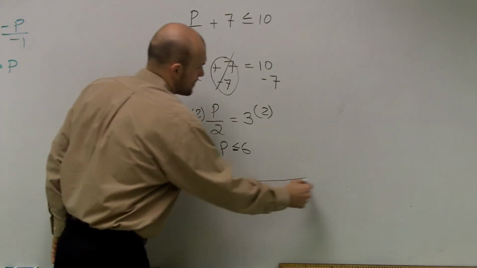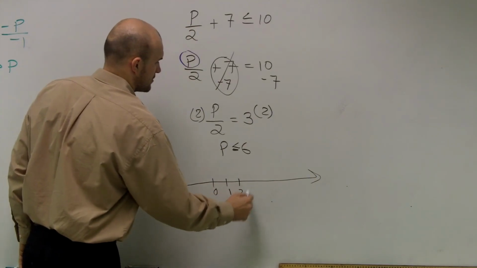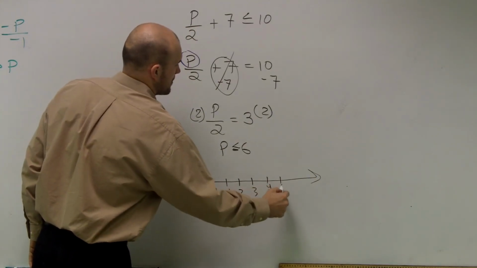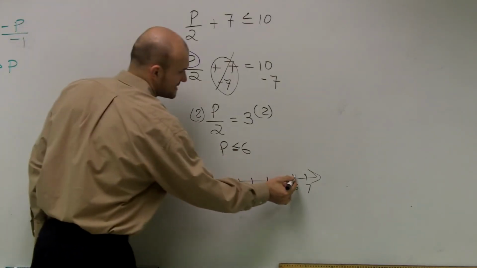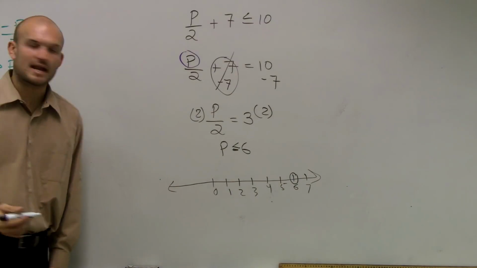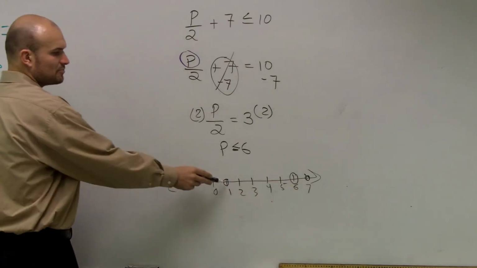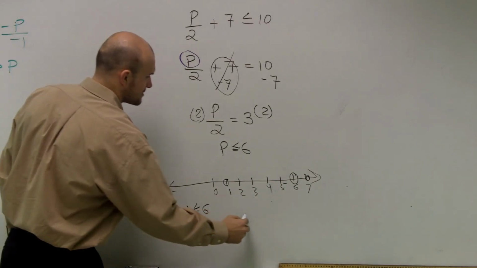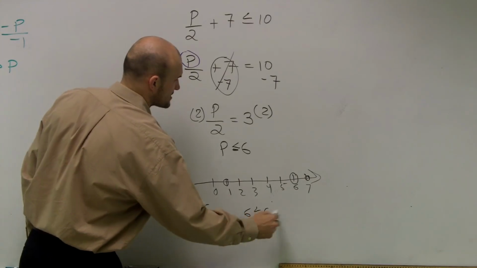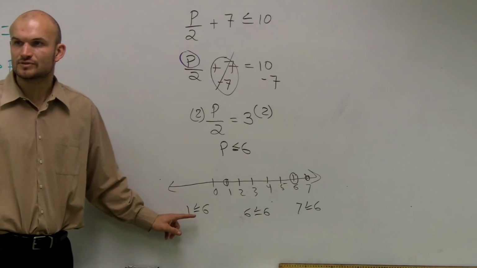So now, I do a number line. And what we're going to do is make a nice big dot at 6. Then I pick a point to the left, and I pick a point to the right. And then you plug those numbers into your inequality. So 1 less than or equal to 6, 6 less than or equal to 6, and 7 less than or equal to 6.